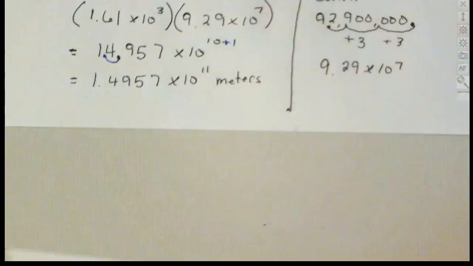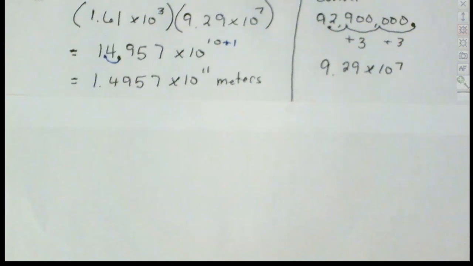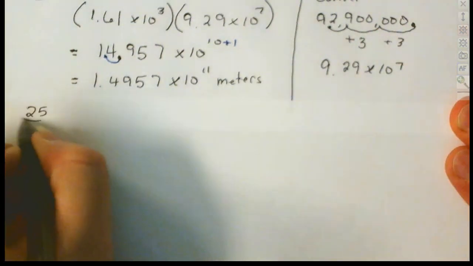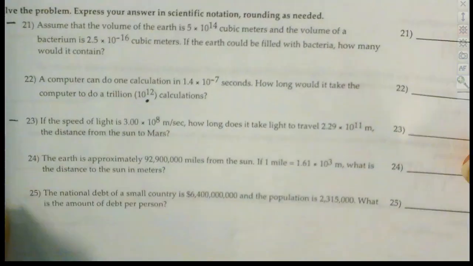And that makes sense because that's a lot of meters. And that should be, because when we look at the distance from the Earth to the Sun, that's a long ways. So it's going to be a lot of meters. Okay, 25.